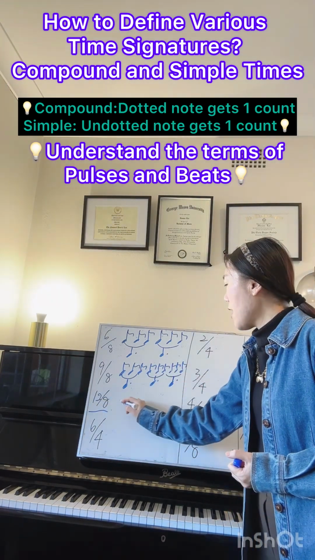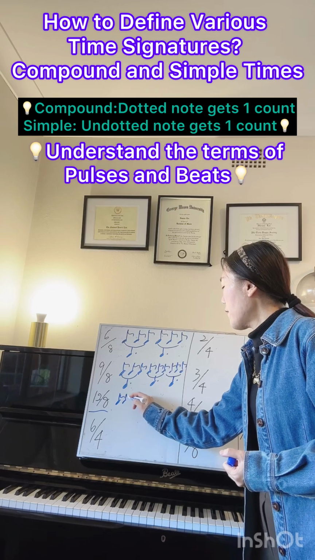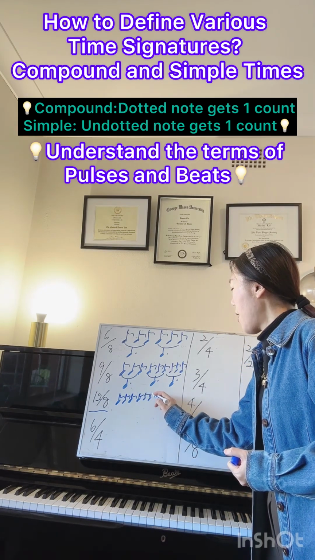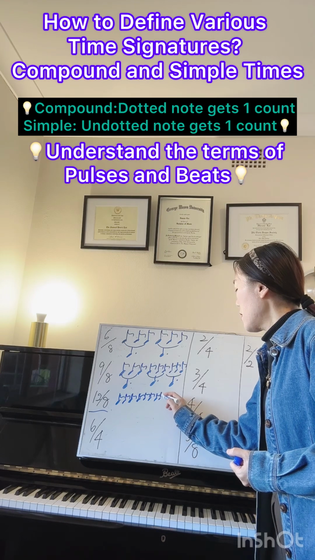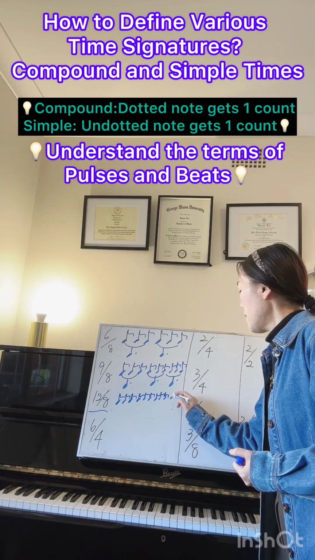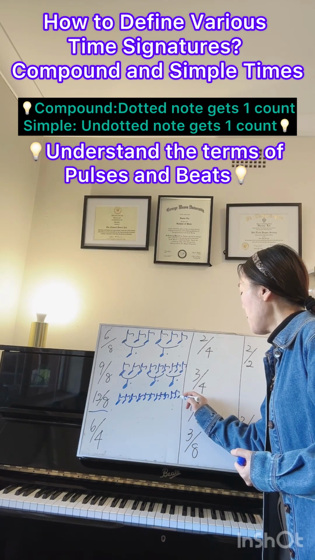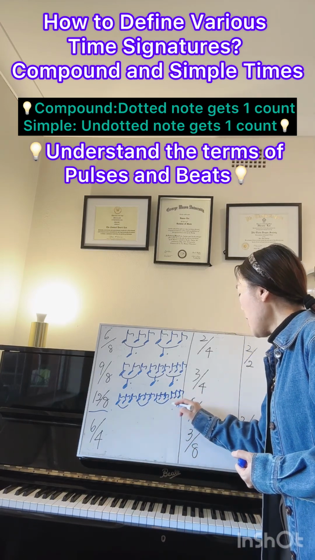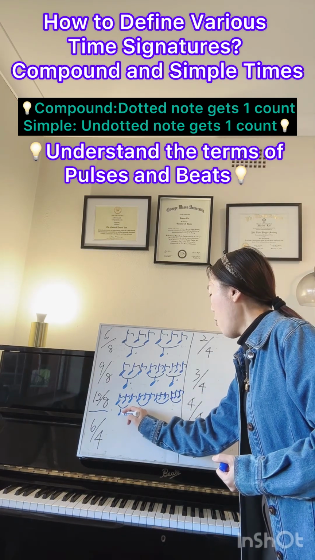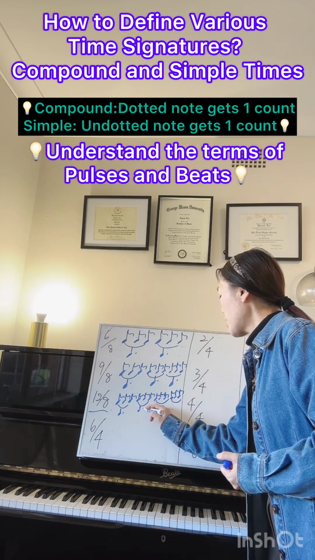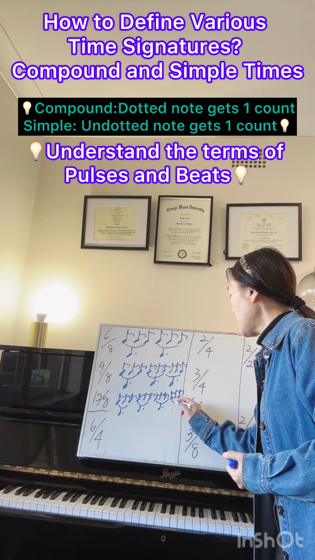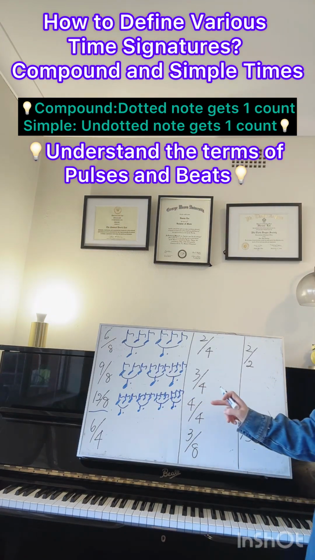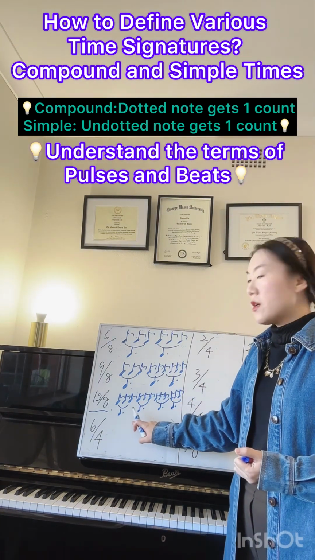And how about 12/8? There are 12 quaver pulses in each measure. When we define the time signature, we define by the beats. So we're grouping 3 quavers into one note, which is a dotted crotchet. How many of these do you have in each measure? 4 dotted crotchet beats in each measure. So that is compound quadruple.